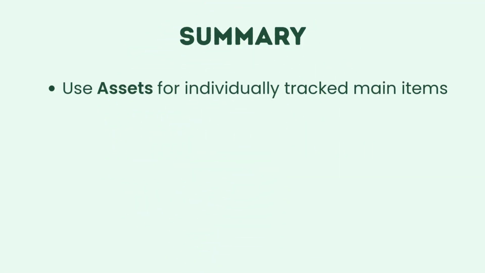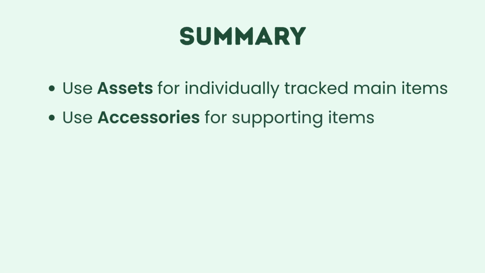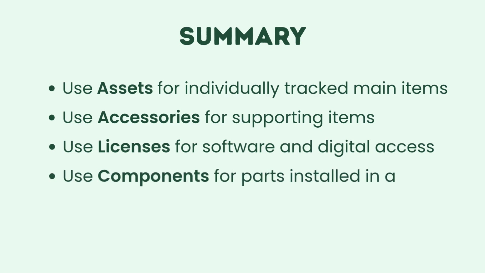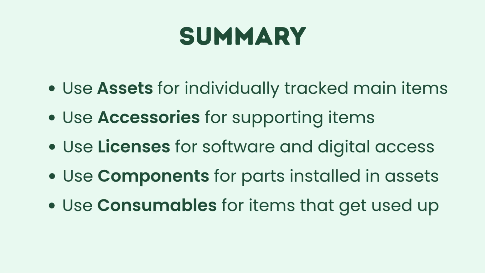To summarize, use assets for individually tracked main items. Use accessories for supporting items. Use licenses for software and digital access. Use components for parts installed in assets. And use consumables for items that get used up. Choose the right resource type to organize your workspace and maximize AssetLoom's features.